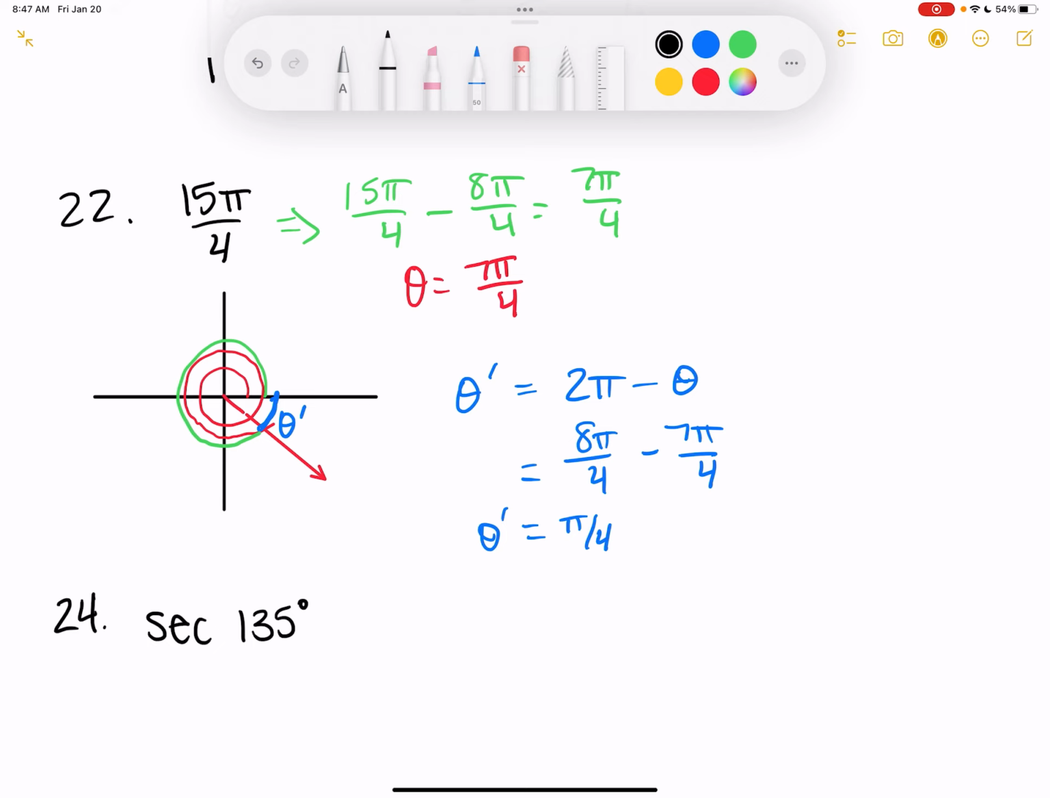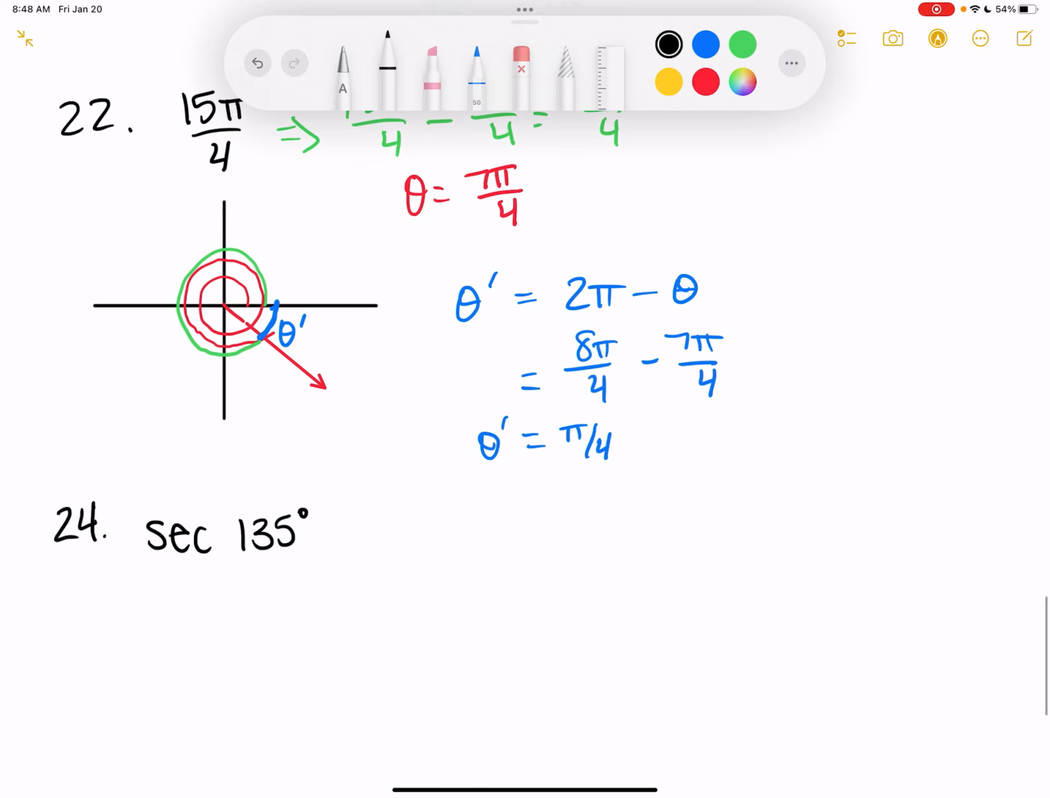So what other trig function goes with secant? Cosine. What is the relationship of cosine and secant? If you were given the cosine value, what would you do to find the secant value? Flip it. Okay, so secant is the same thing as 1 over cosine. So it'll be 1 over the cosine of 135.